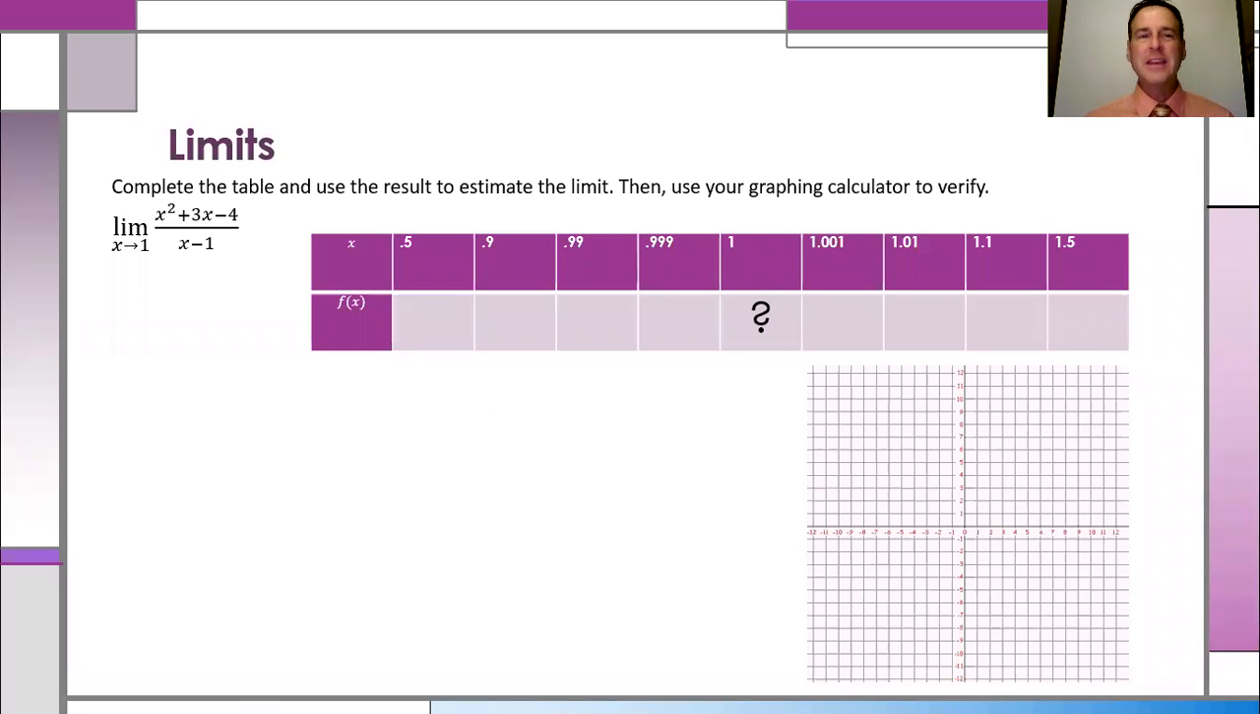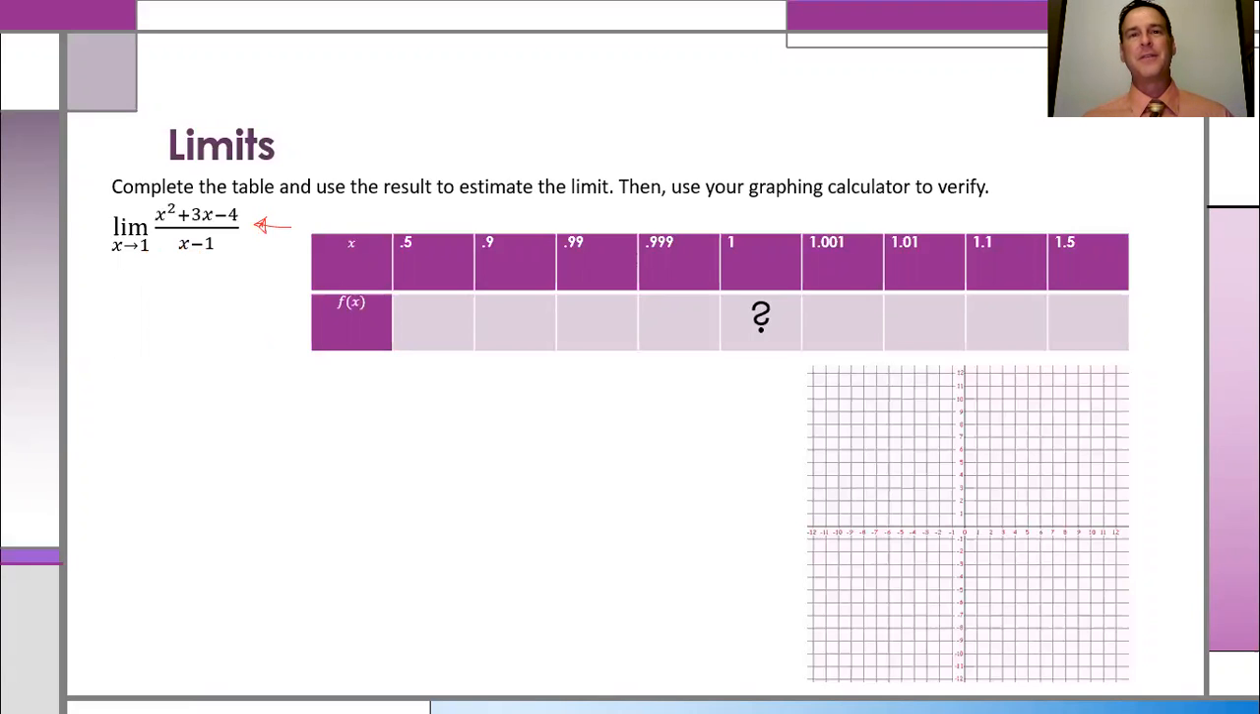First thing, it says complete the table and use the result to estimate the limits. Then use your graphing calculator to verify. Here's what we've got. We have this kind of crazy looking function here. It is a rational function because it has a variable in the denominator. And I know that if I input the value 1, I'm going to get something undefined, which means there should not be a point at x equals 1 when I create this graphical representation of this function.